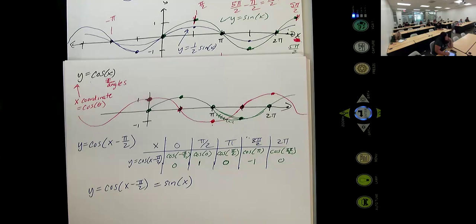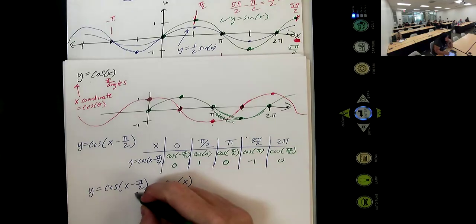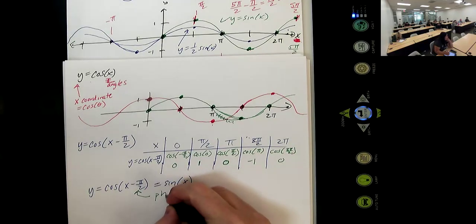That's deep. That's pretty cool. It really just shifted. Since this is like shifting the graph a little bit, they call this value right here the phase shift.